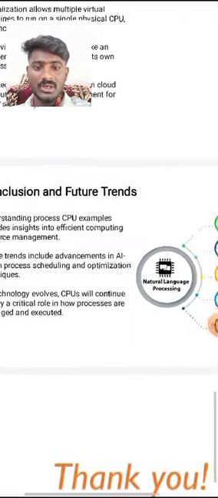Conclusion and future trends. Understanding process CPU examples provides insights into efficient computing resource management. Future trends include advancements in AI-driven process scheduling and optimization techniques. As technology evolves, the CPU will continue to play a crucial role in how processes are managed and executed.